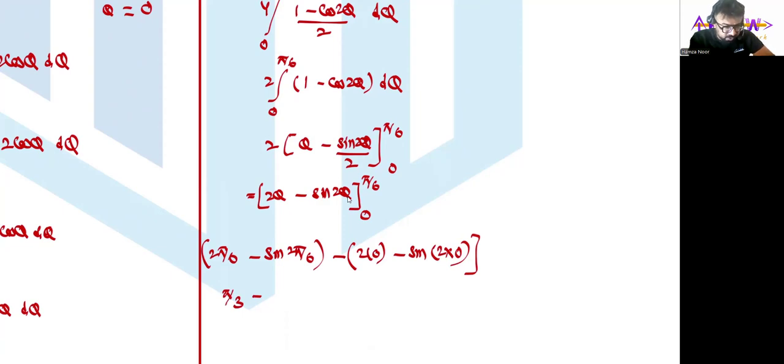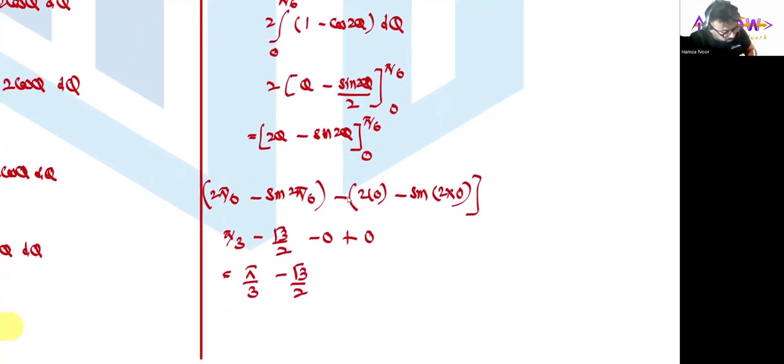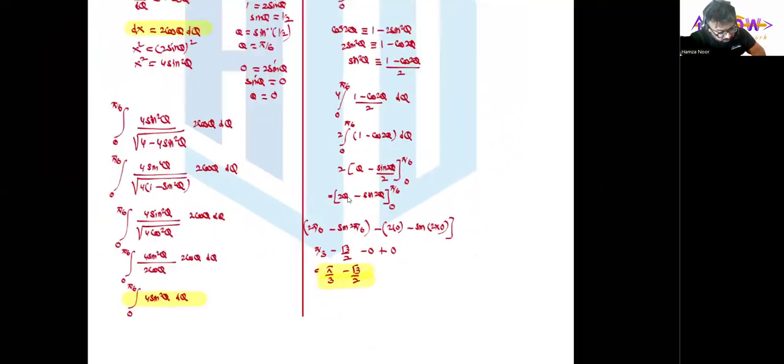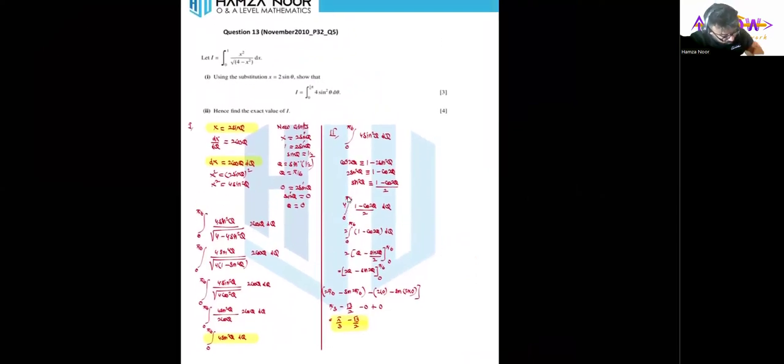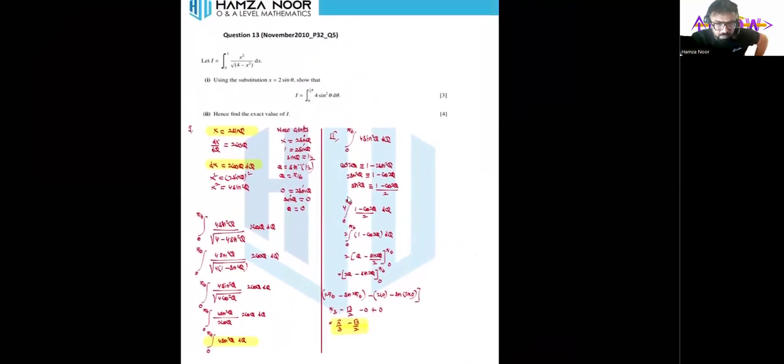2 pi over 6 is supposed to be root 3 over 2. So pi over 3 minus root 3 over 2, and this is 0 and this is also 0. So the exact value is pi over 3 minus root 3 over 2. This is supposed to be your final answer. All right. So this was basically question number 13 of the handout. And the question was October-November 2010, paper 3, variant 2, question number 5.